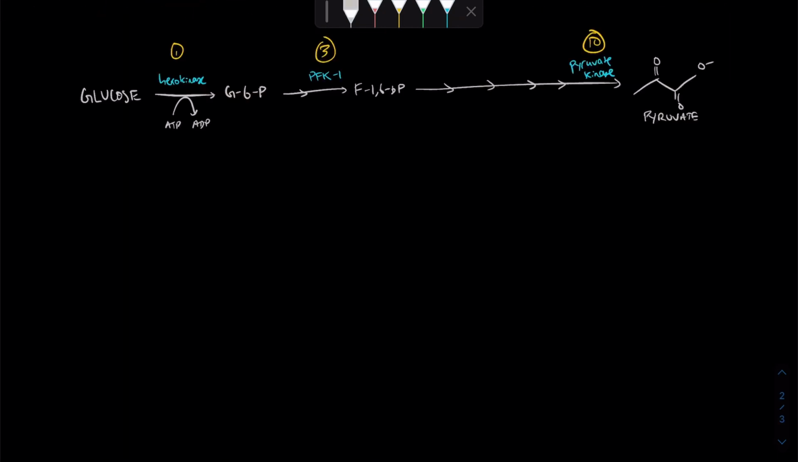So here I've written out all the major steps in glycolysis that are involved in regulation. So you can see that I've skipped a bunch of steps there. I've only written out steps 1, 3, and 10 because they're the only ones that are involved in regulation of glycolysis, and we're just going to discuss them in detail now.